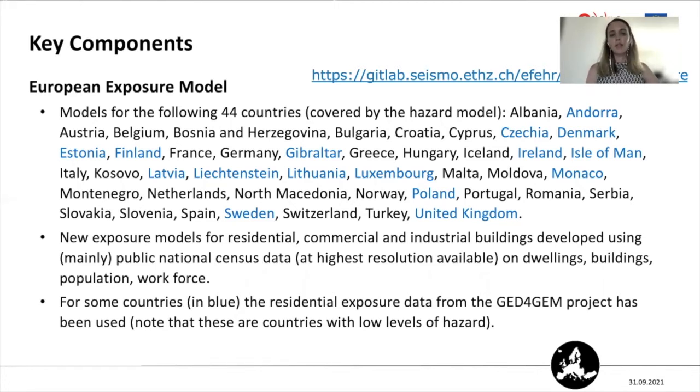But it's worth noting that the census data that we've collected over the past few years mainly comes from the 2011 census in most countries. And so there will need to be an effort going forward from this year onwards, now that updated census data will be available, to improve and update these exposure models.